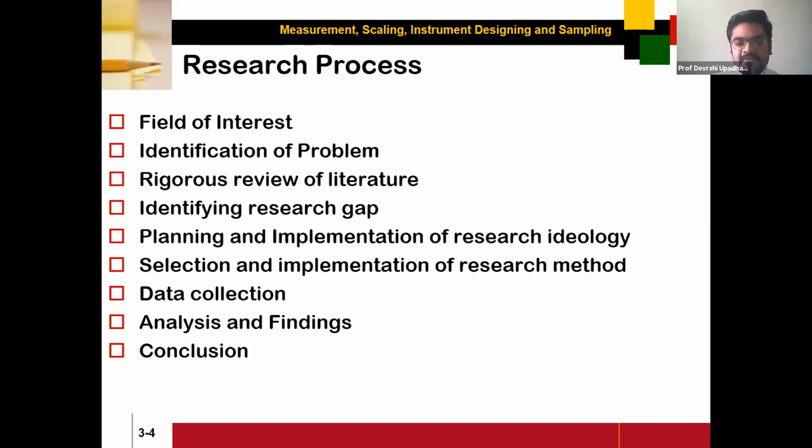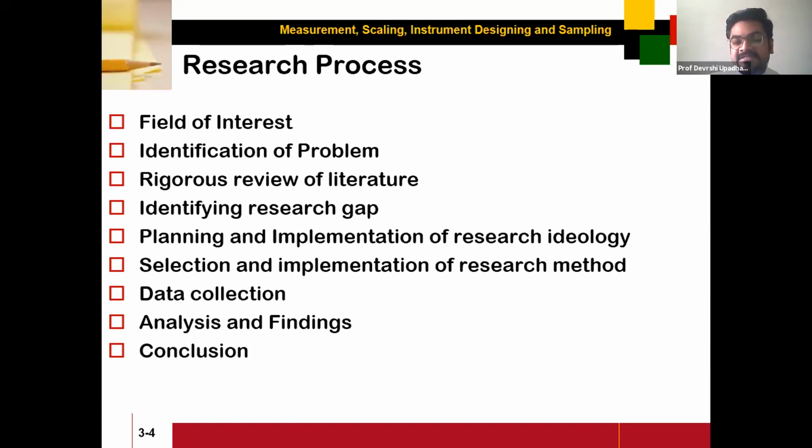Next, selection and implementation of the research method. You have already planned, but we as faculty, educationists, and entrepreneurs generally fail to implement the research ideology. You have planned and implemented it, but it is time for the selection of the right tool, the right method, and the right content, which is most important. So selection and implementation of the research method is a very important point.